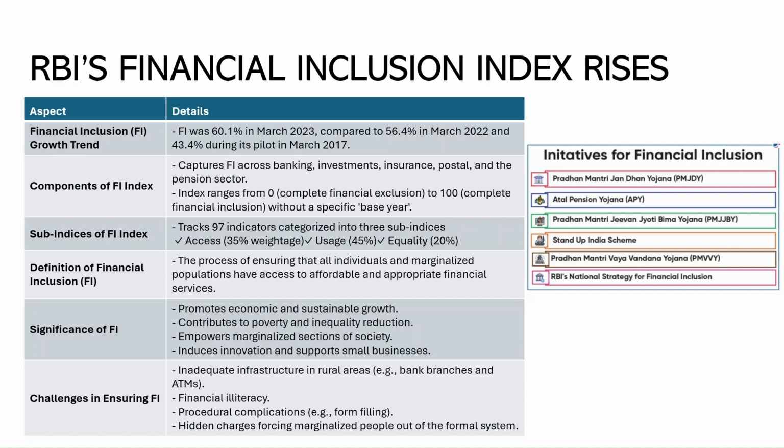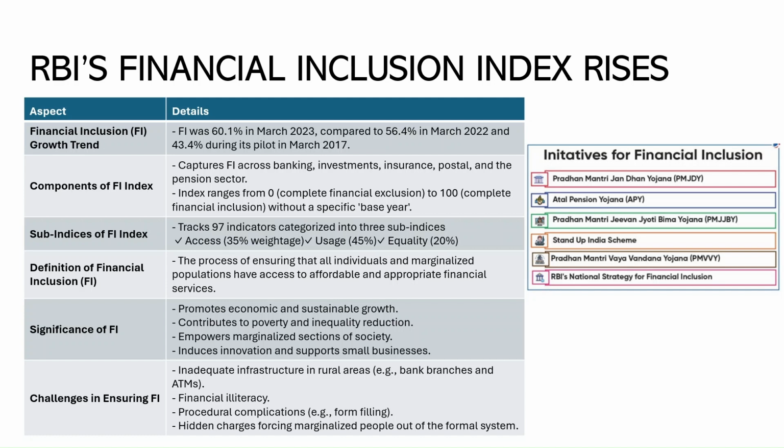Now let's understand what makes up this index. Well, it captures the extent of financial inclusion by considering details from banking, investments, insurance, postal services, and also the pension sector. The index ranges from 0, which represents complete financial exclusion, to 100, representing complete financial inclusion. The index tracks 97 indicators divided into 3 sub-indices such as access, which weighs 35%, usage 45%, and quality, which contributes 20%.